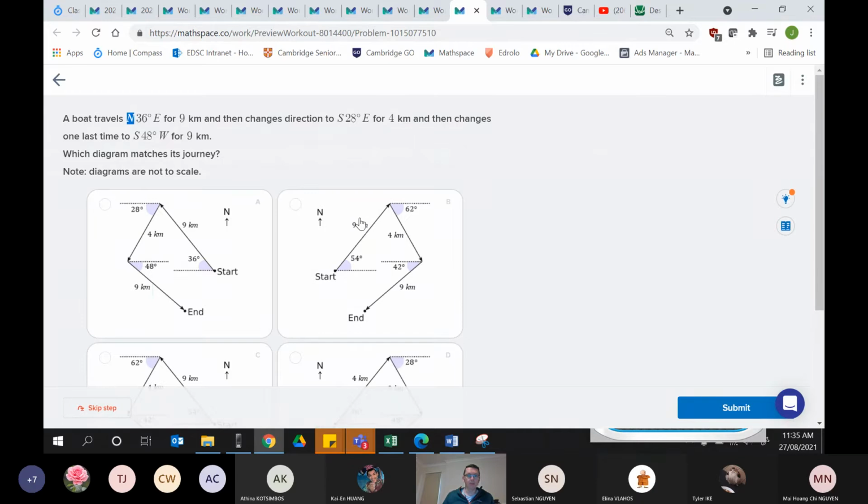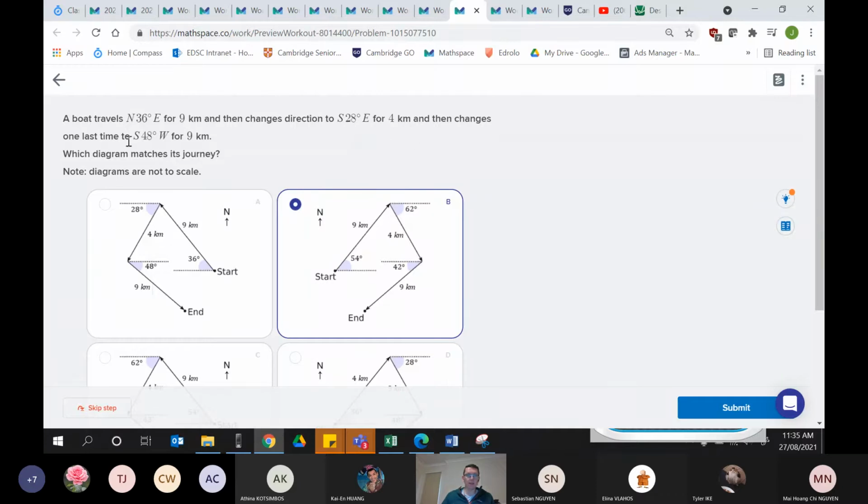So I'm happy with that. But let's go through it and check it all anyway for you guys. But I'll probably leave it from there and move on. Then south east, 28 degrees east. So if we go here, that means south. We go 28 degrees towards the east. 28 plus 62 will take me back, hopefully, to east. 62, yep, that would. For 4 kilometers, that's 4Ks.